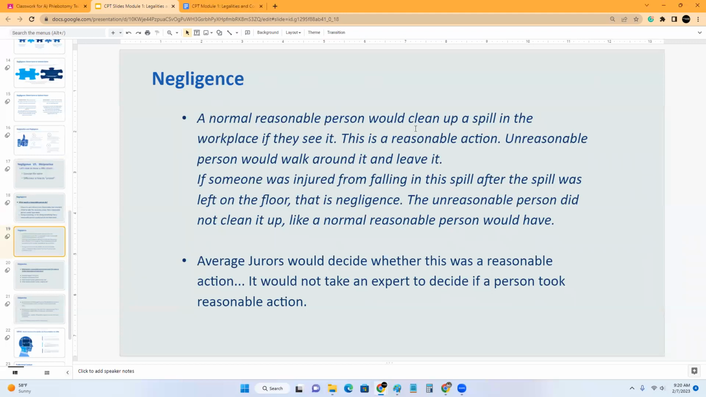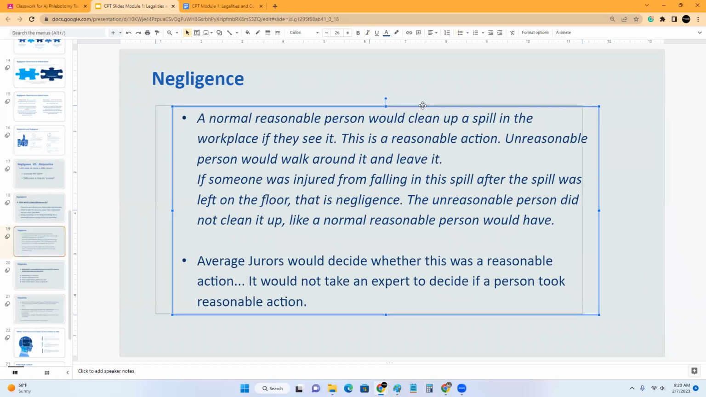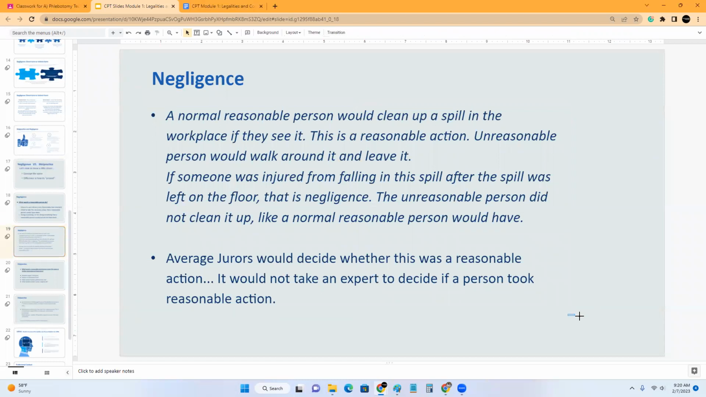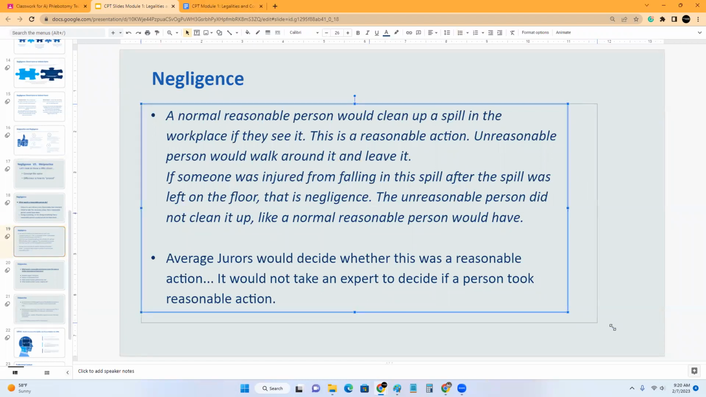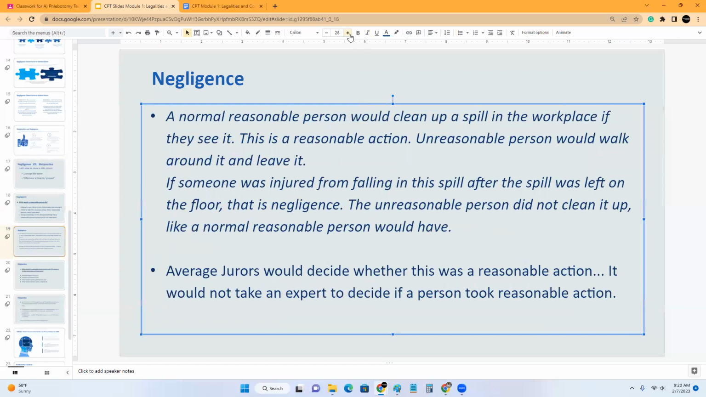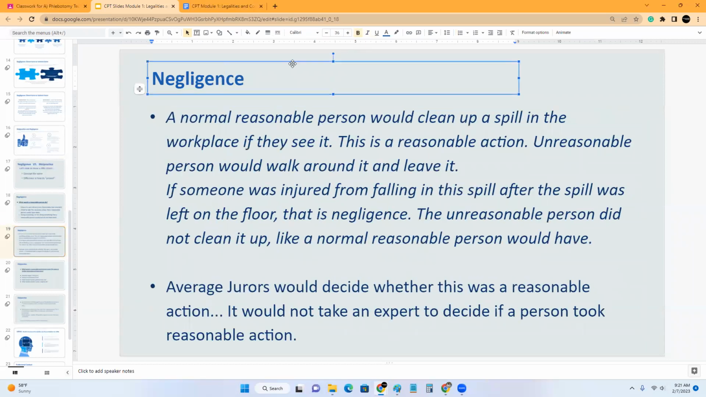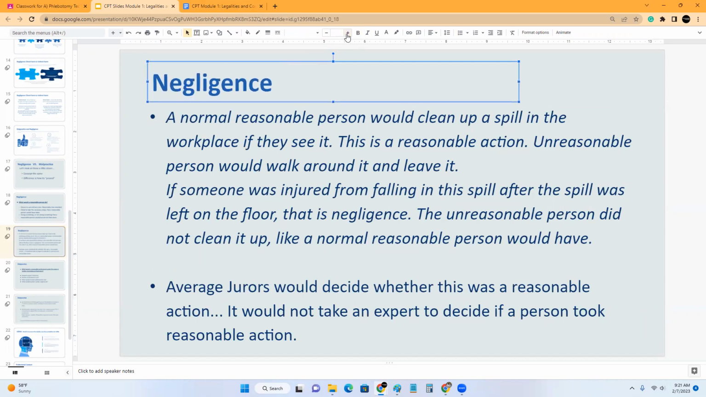A normal, reasonable person would clean up a spill in the workplace if they see it. This is a normal, reasonable reaction. You know, you see a spill, you clean it up. You don't want somebody to slip and fall, or it just looks bad. Whatever your reason behind it, a normal person would clean up that spill. An unreasonable, non-normal person would walk around and leave it. If someone was injured from falling on this spill that was left on the floor because the unreasonable person walked away from it, the unreasonable person did perform a negligent act.